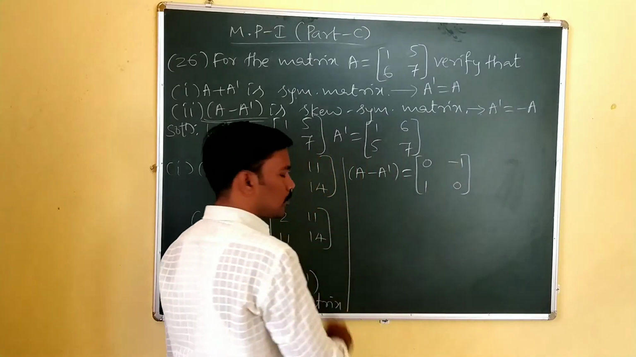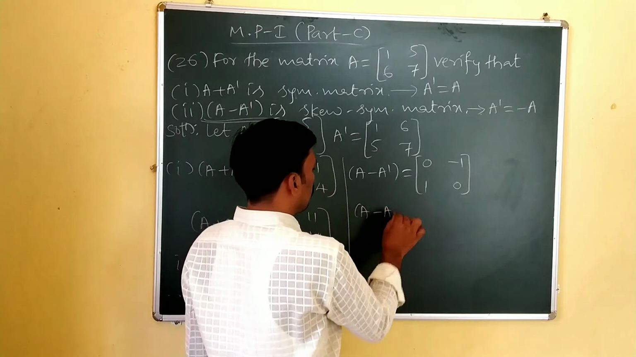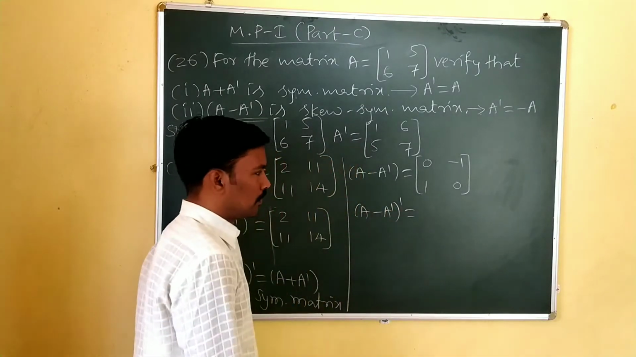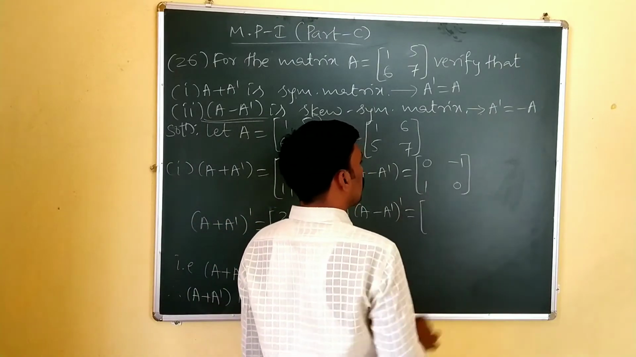Now take the transpose of this. That is (A minus A dash) dash. The transpose of this will be what? Again, change the rows into columns. So let me change the first row.